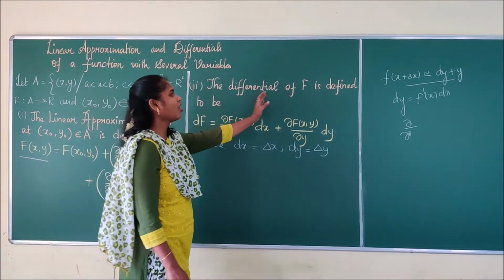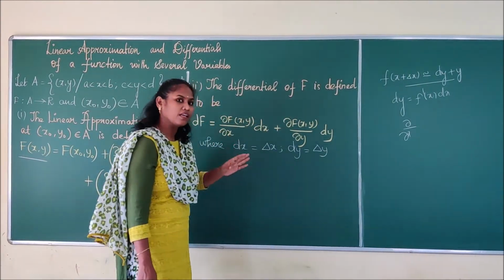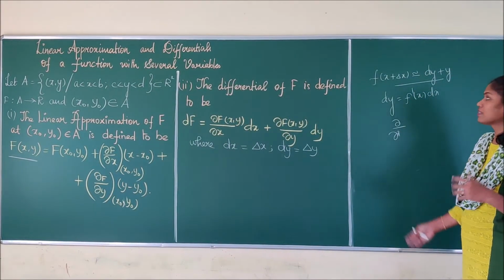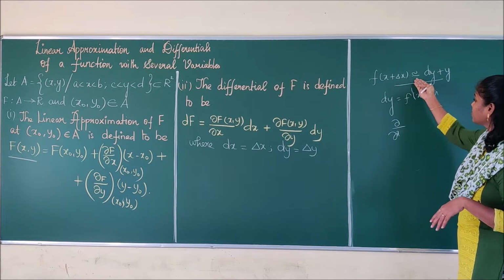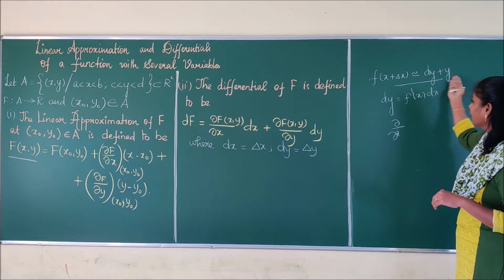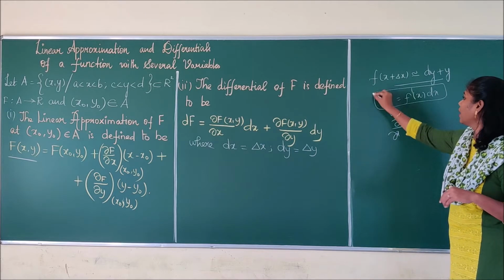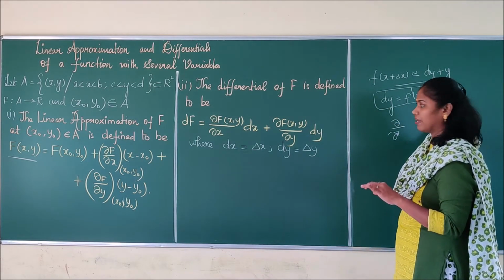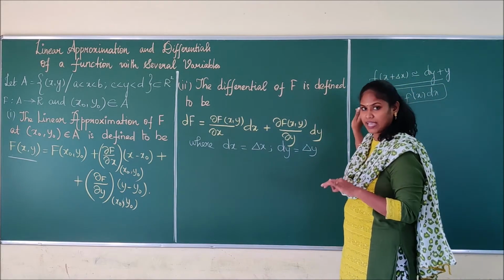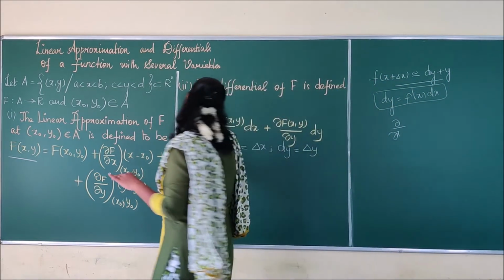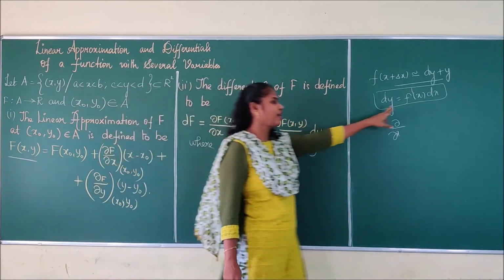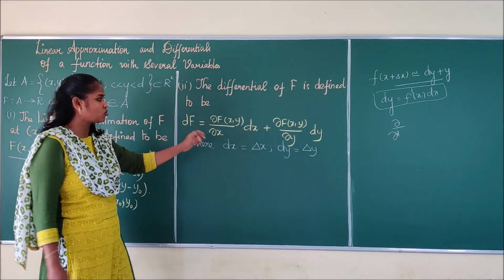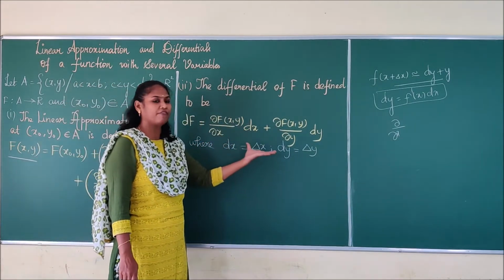Next, the differential of f is defined to be, see, I have told you the linear approximation and differential of a function with a single variable: f of x plus del x is approximately equal to dy plus y, where the differential dy equals f dash of x into dx, and this is for a single variable. I am going to write the same formula for several variables. Here we had f dash of x, that is direct differentiation. So here we are going to differentiate for several variables, so I have partial derivatives here. That is the only difference here.